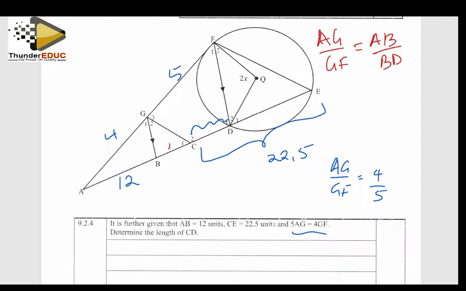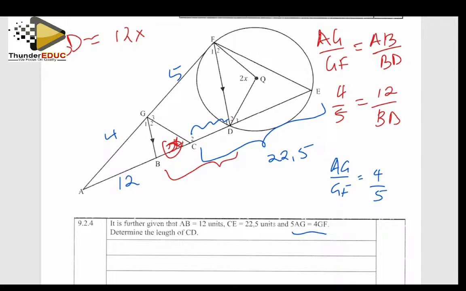First of all, let me have this as my X. AB over BD. Don't worry about the X. So our AG over GF is 4 over 5, which is equal to AB, which is 12, over BD. Let's cross multiply. So BD is going to be 12 times 5 divided by 4, which gives me 15 units, which means from B to D, I have 15 units.